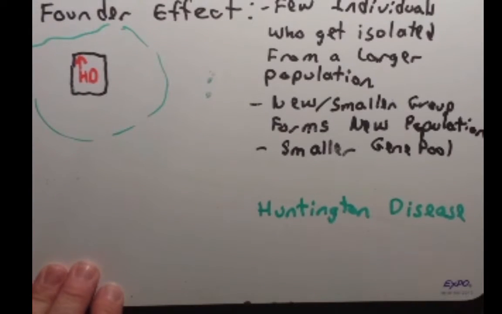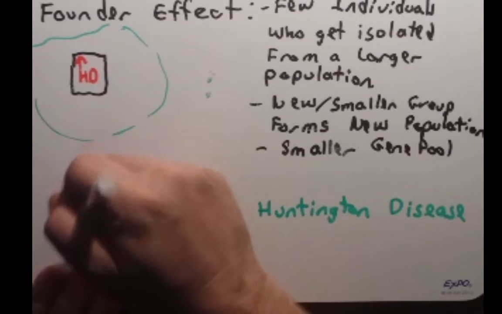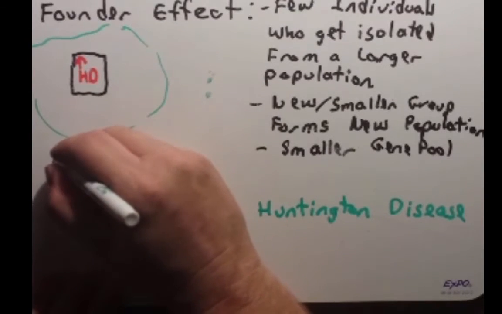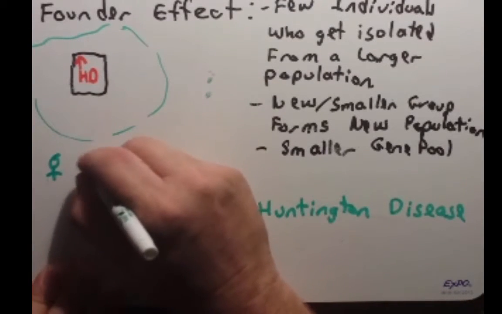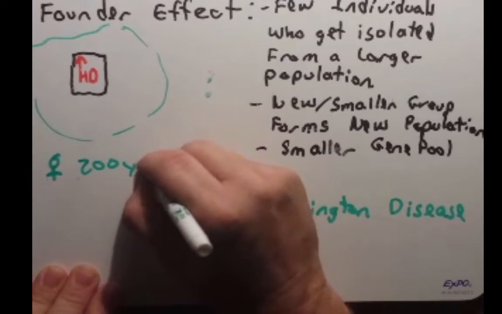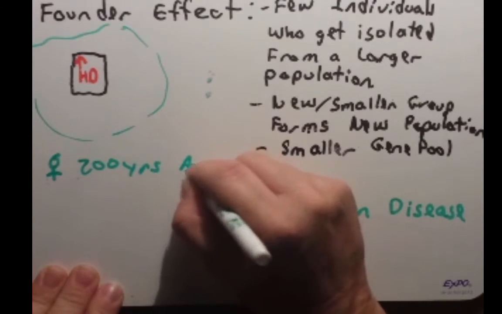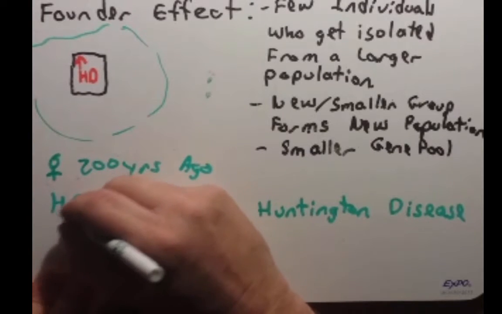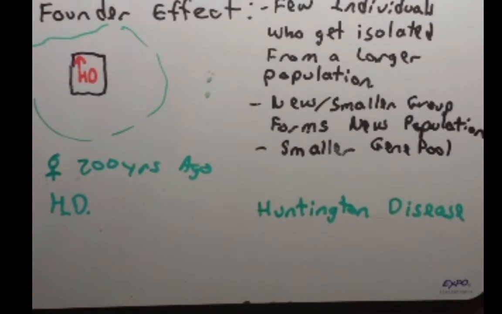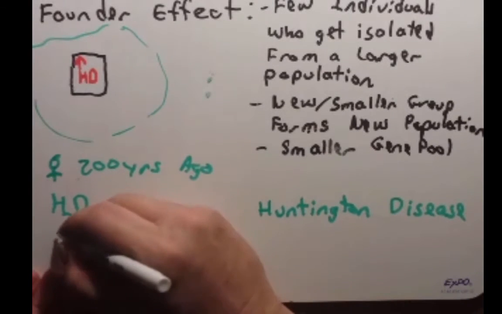So they found, well, they didn't find the woman because she was dead, but they were able to trace it back to this one woman from 200 years ago who had Huntington's disease. One way to pass it on, as we've talked about before, is having disproportional reproductive success. And that's what she did. She had 10 children.